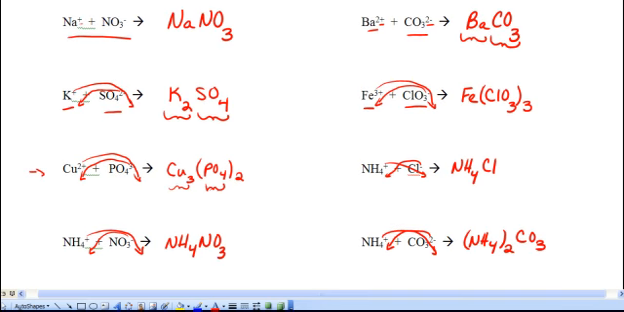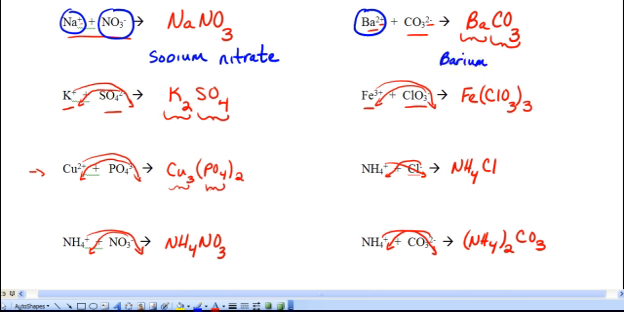Beautiful. There we go. Remember, when you're naming ionic compounds, it is simply the cation name and the anion name. So in this compound, the name of this cation is sodium. The cations are always the name of the element. The name of this anion is nitrate, so it's simply sodium nitrate. Going across the screen here, the name of this cation here is barium. The name of this anion is carbonate. So the name of the compound is simply barium carbonate.